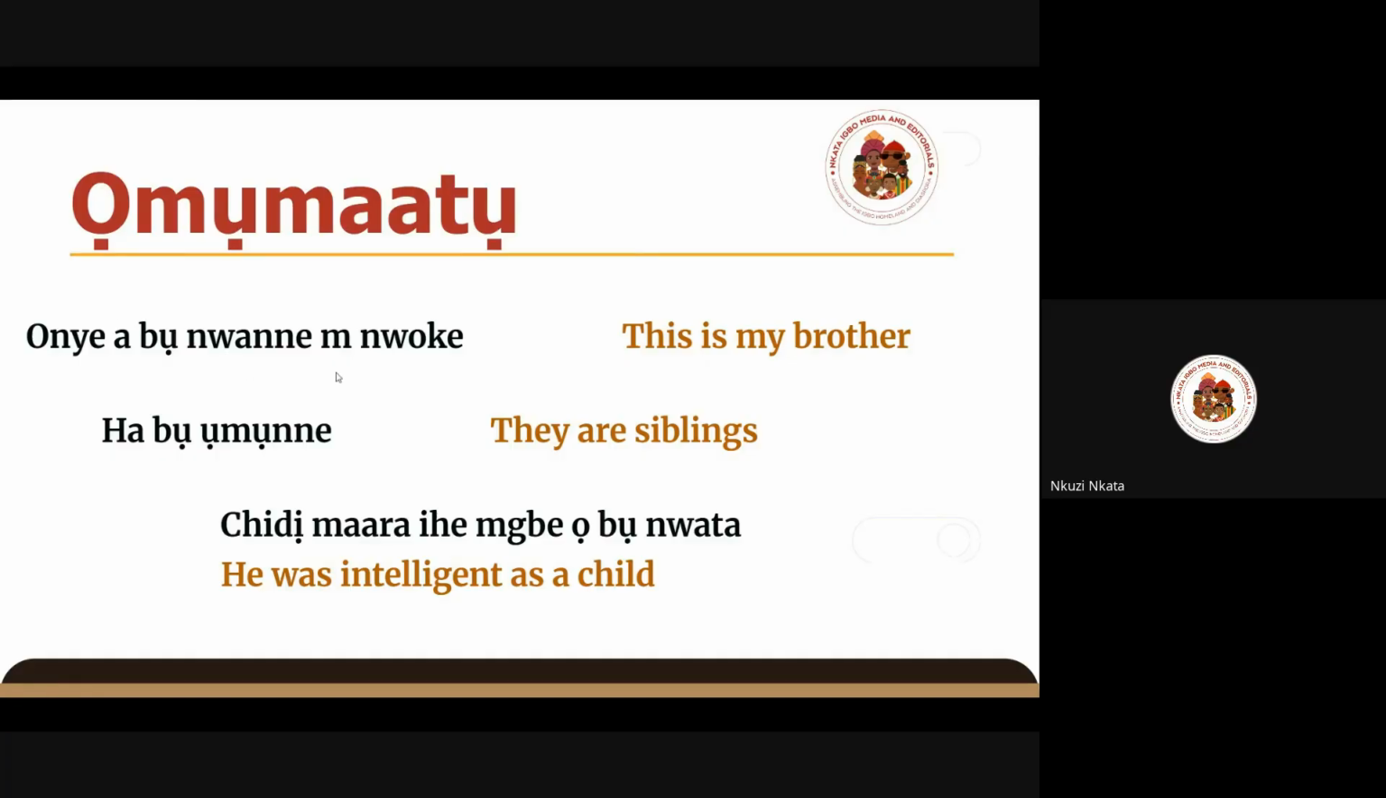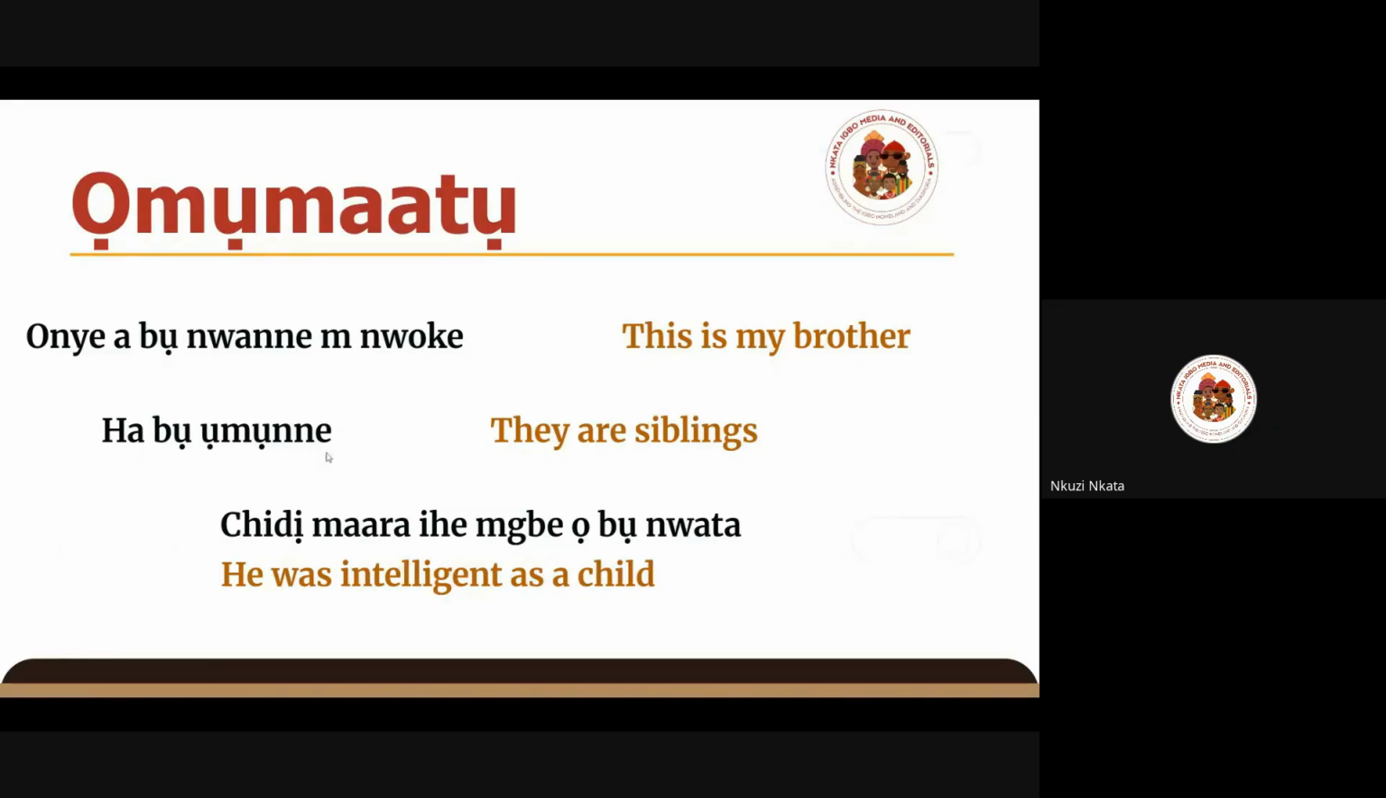So when you say "Onye bu nwanne m nwoke," this is my brother. Onye is the term for person, okay? Onye is this person. But then when it comes to translation, the person is not captured because you already know that it's a person that we're referring to, right? So onye bu, remember bu is the verb to be. Onye bu nwanne m nwoke, my brother.